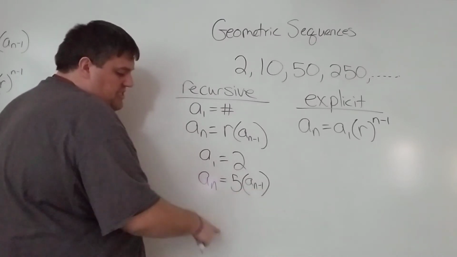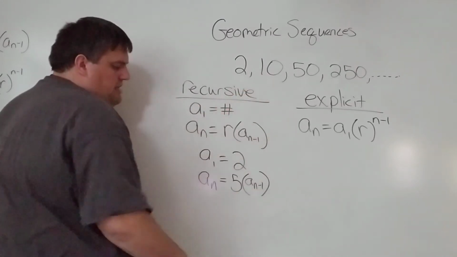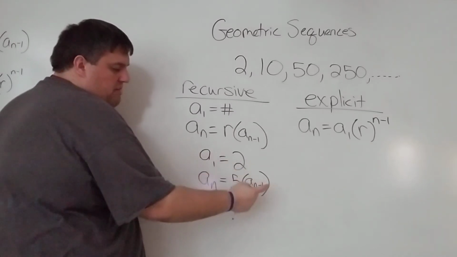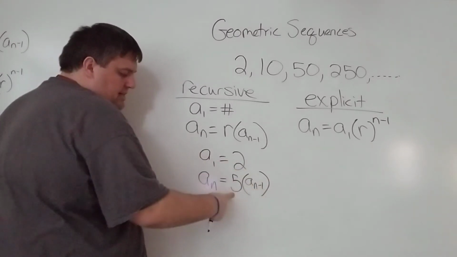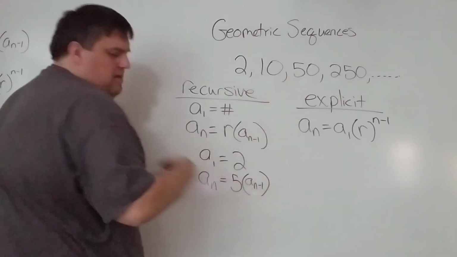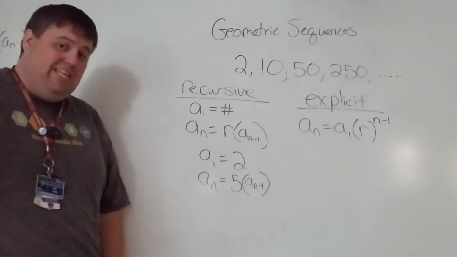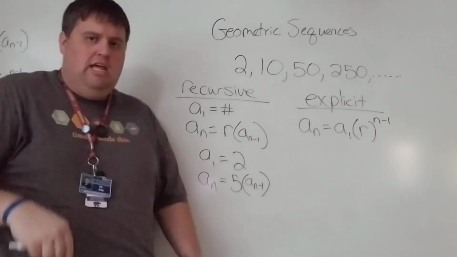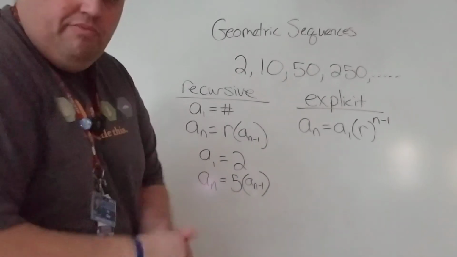2 times 5 is 10. And then if I wanted to do the next one, I could plug 10 in here. 10 times 5 is 50. And I could keep doing that, and it would always give me whatever the next term is. So that's really good to find the next one.